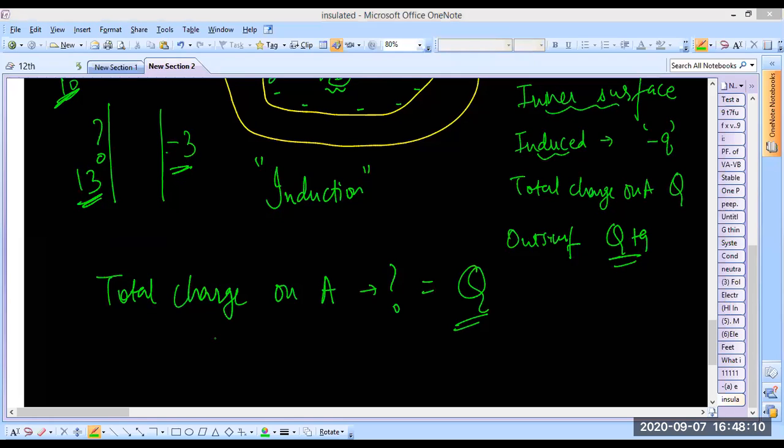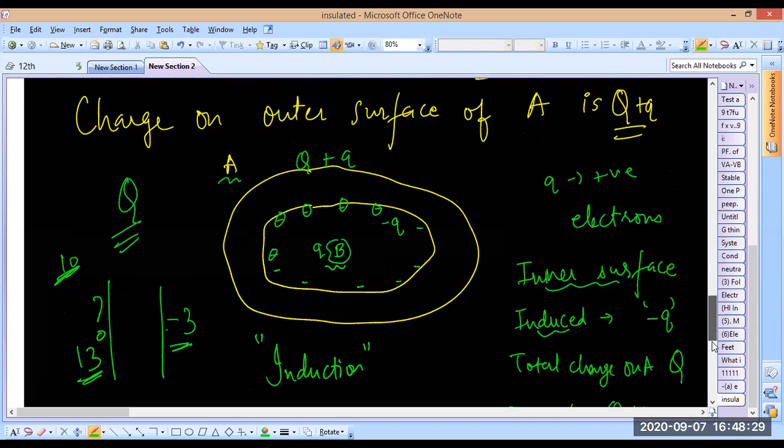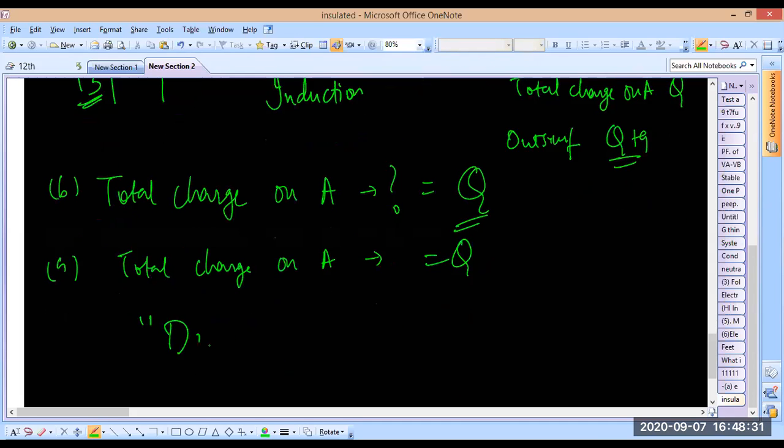This is the total charge in B. What was the total charge in part A of the question? What was the total charge on A in part A of the question? That was also Q, right? So you see, A's charge has not changed. Only the distribution has changed. What do I mean by distribution?